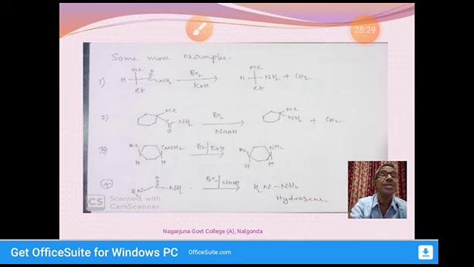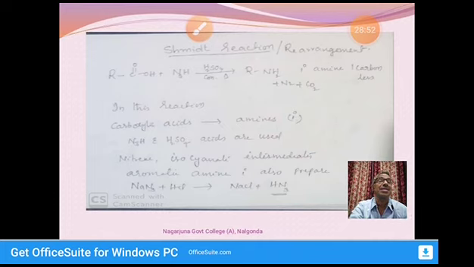In this reaction, N-bromoamide, isocyanate and nitrene are the intermediates. The stable one is isocyanate. This is the Hofmann bromamide or degradation reaction. So let us discuss one more reaction which is in our syllabus, the Schmidt reaction. This is also a rearrangement reaction.